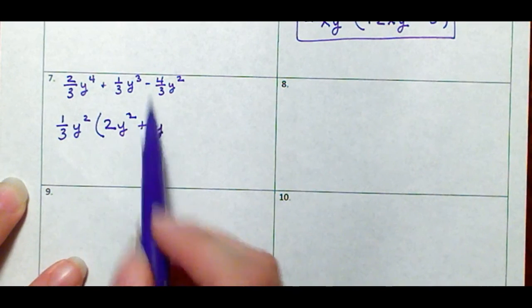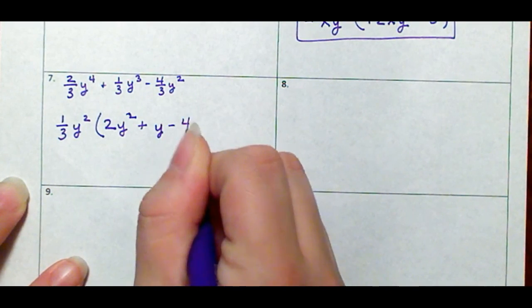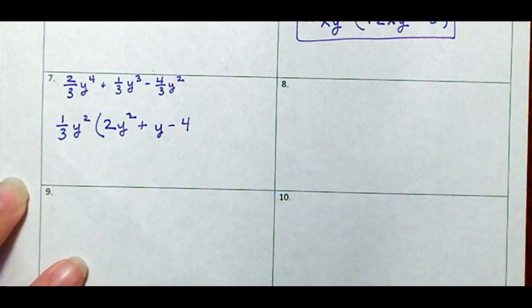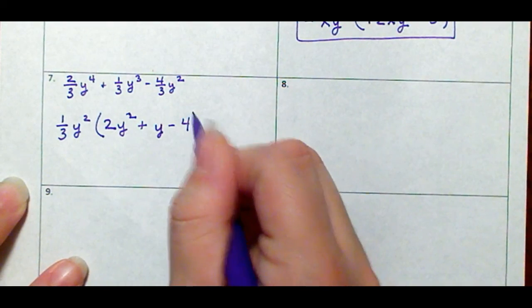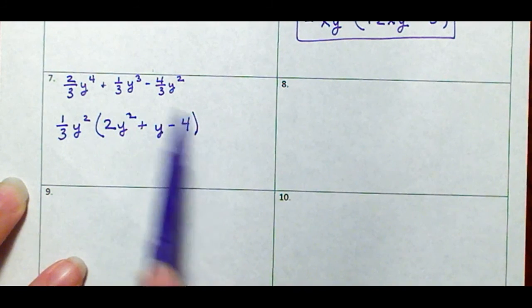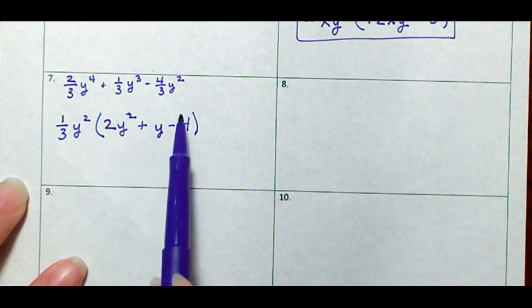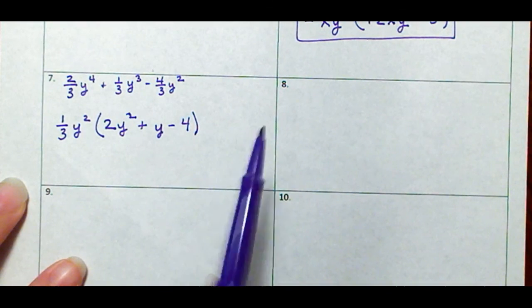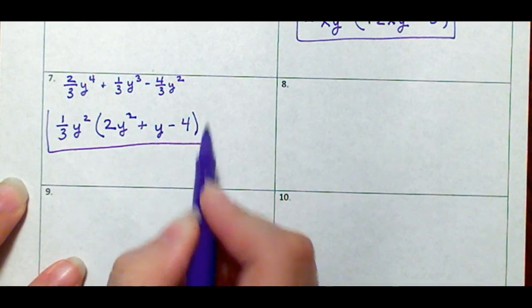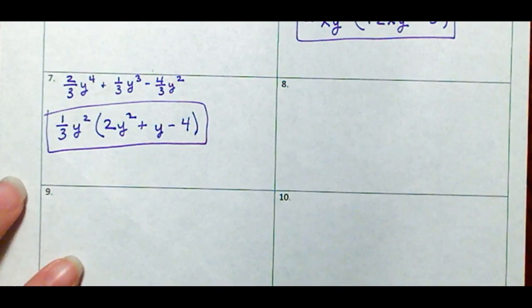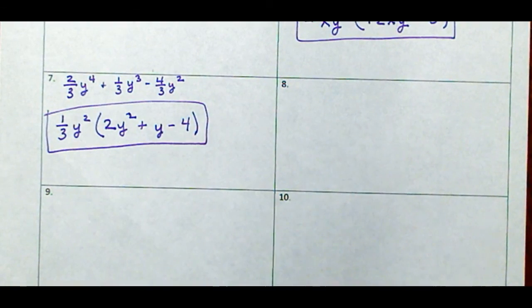And then 1/3 times, well, negative 4 would give me negative 4/3. And then I don't need any y squareds. And then when I look inside here, now that there's no fractions to mess with, 2, 1, and negative 4 have nothing in common. So this one is completed. And it looks a little prettier because the fractions kind of move to the front out of the way to be done at the end.